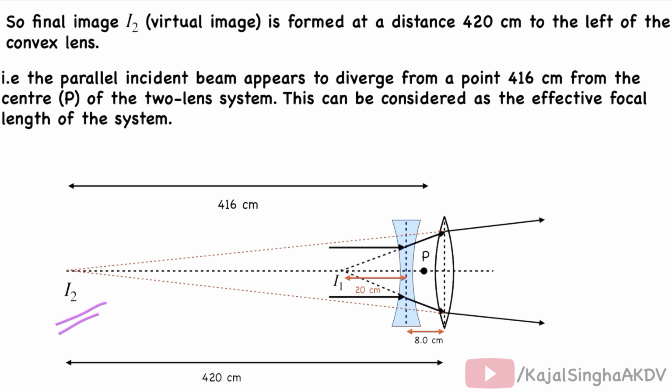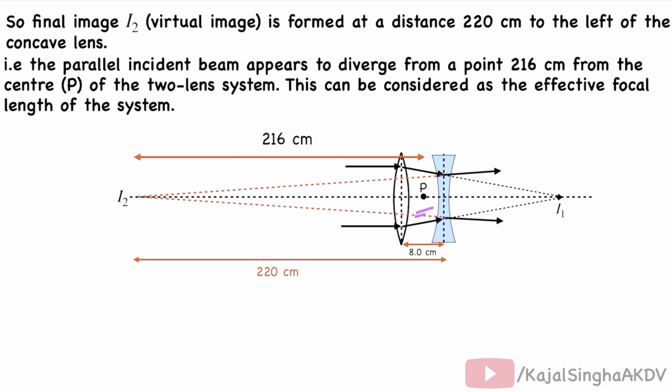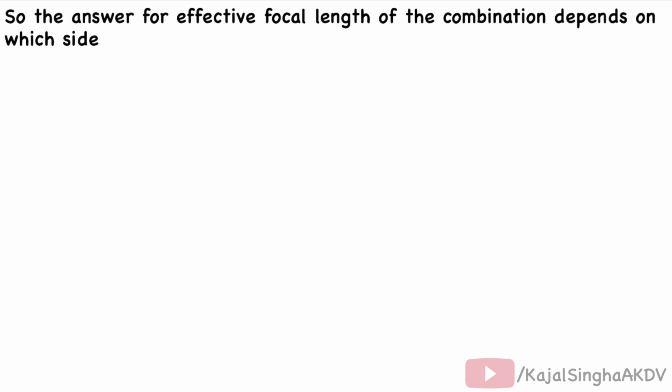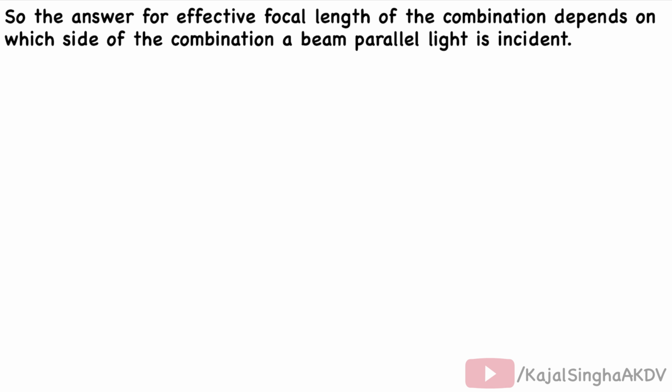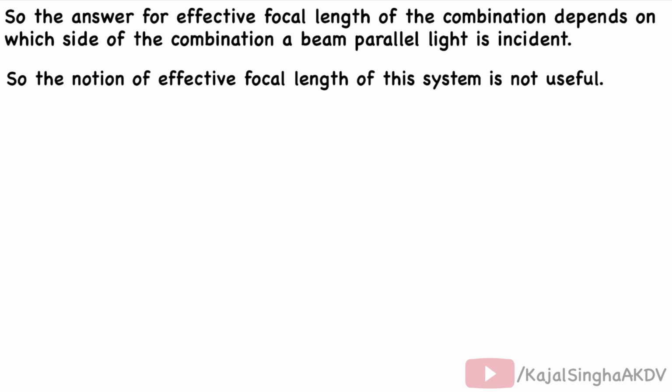Whereas in the first case, the effective focal length was measured as 216 centimeter. So the answer for effective focal length of the combination depends on which side of the combination a parallel beam of light is incident. So the notion of effective focal length of this system is not useful.